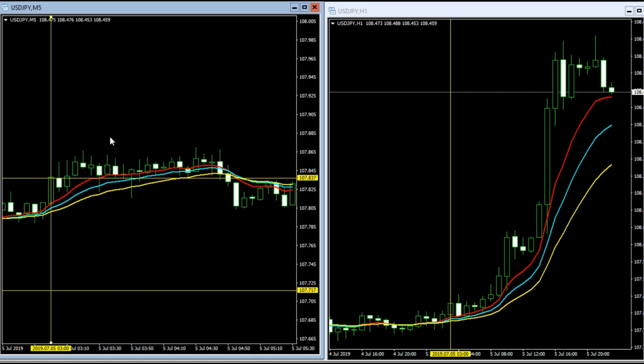So if we go here and we take 12 pips from here, which is going to be at 107.958, 107.95. Right now this is our first take profit. Now let's see what happens.